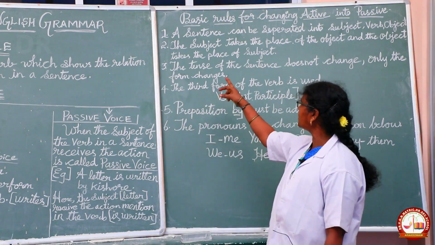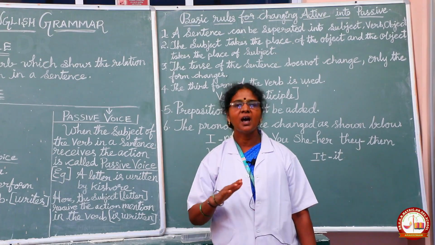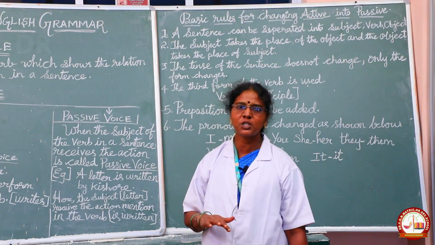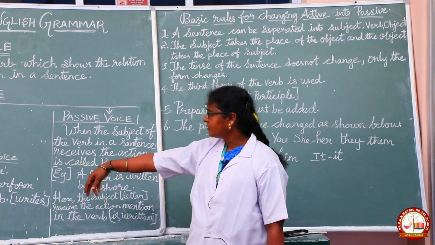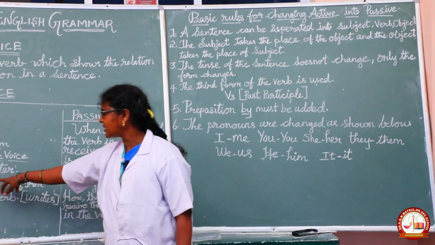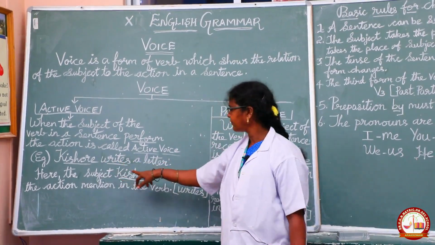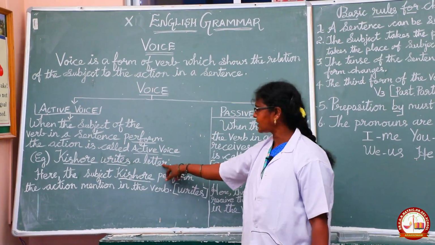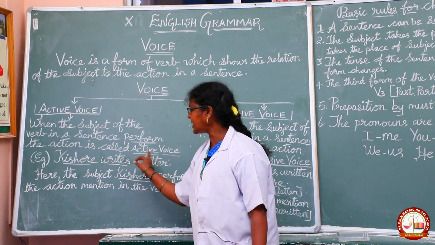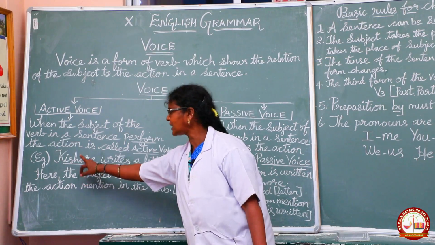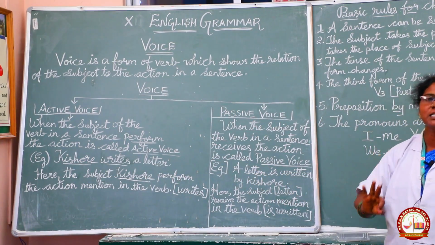What is the second rule? The subject takes the place of the object and the object takes the place of the subject. For example, Kishore writes a letter. So here Kishore is the subject, writes the verb, a letter the object. So a letter, that means the object, takes the place of the subject and the subject takes the place of the object. This is the second rule.